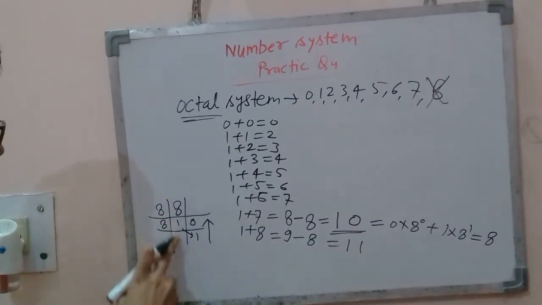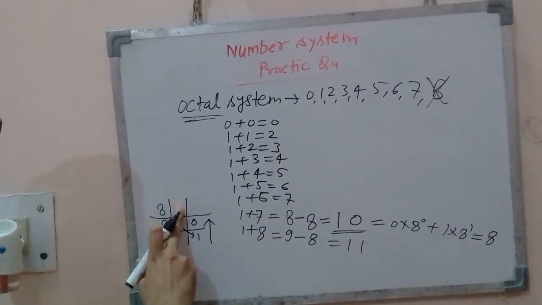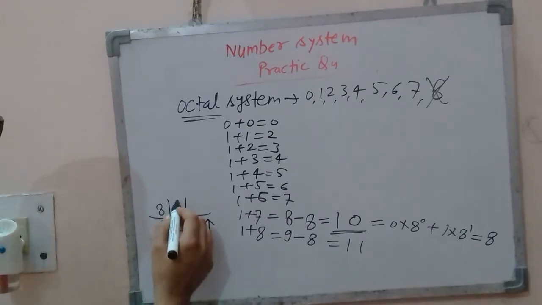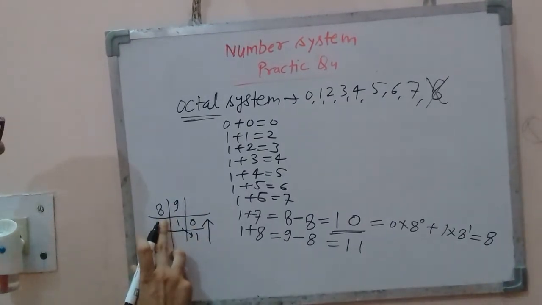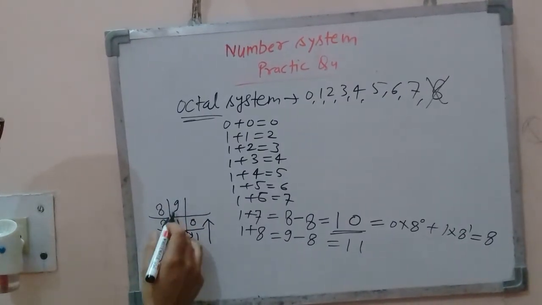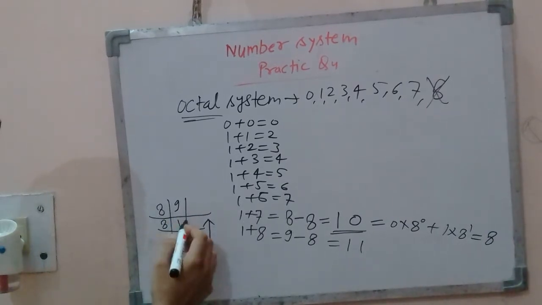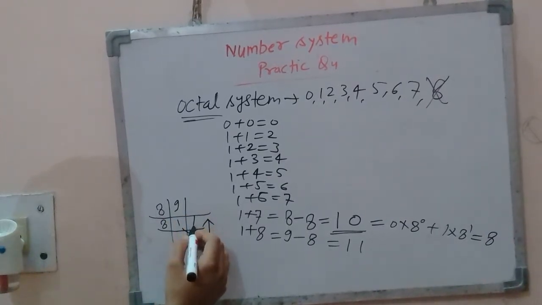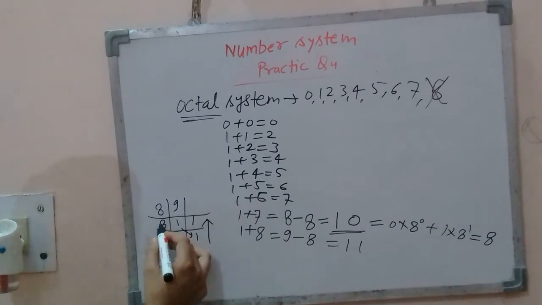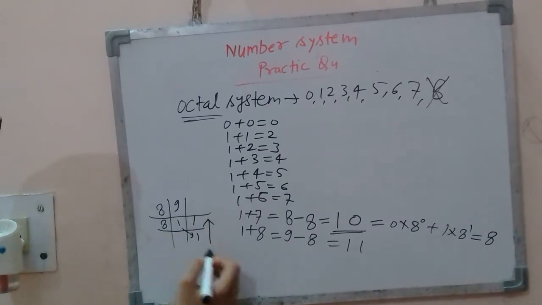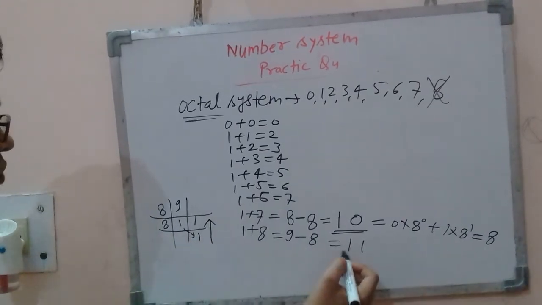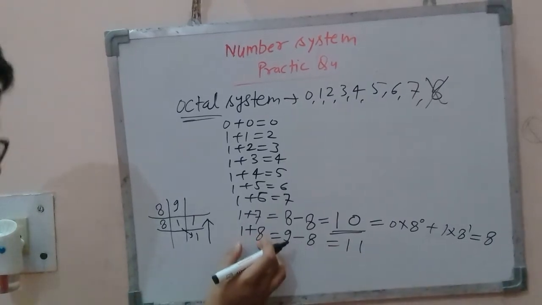You can also understand by this. Suppose this number is decimal 9, you want to convert it into octal, that means divide by 8. So when you divide it by 8, you will get 1 remainder. Again divide by 8, you will get 1 remainder, that means 1 1. So 1 1 in octal is equal to 9 in decimal.